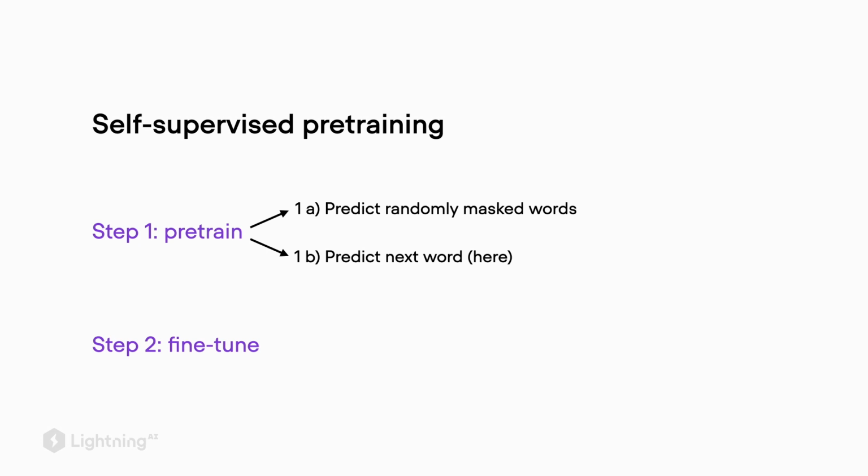So in this video we will cover how the popular GPT architecture works. As we discussed in the previous video, one important concept of transformers is to pre-train them using self-supervised learning. So for step 1, the pre-training, we have two different options, either predicting randomly masked words or predicting the next word. GPT takes the second approach where we predict the next word in a sentence.